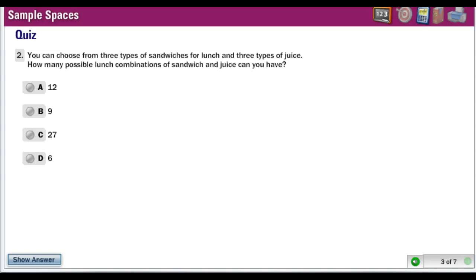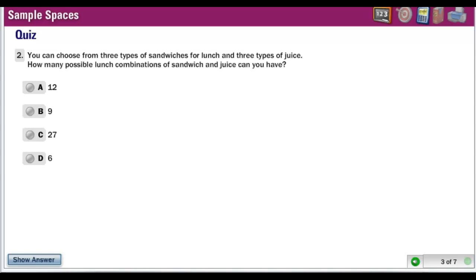Sample spaces. This quiz question tells us you can choose from three types of sandwiches for lunch and three types of juice. How many possible lunch combinations of sandwich and juice can you have? So there are two ways to solve this. My favorite way is to make a tree diagram. Okay, and then it can tell you the sample space.